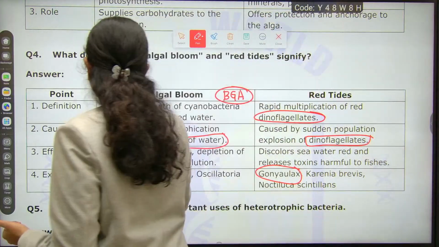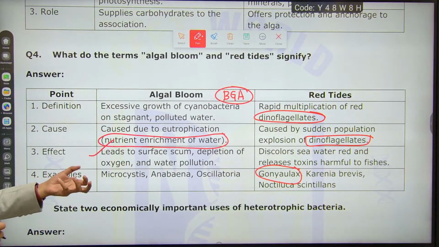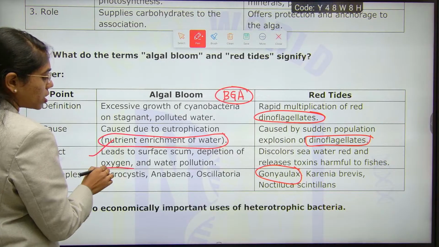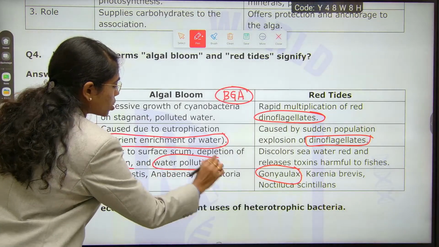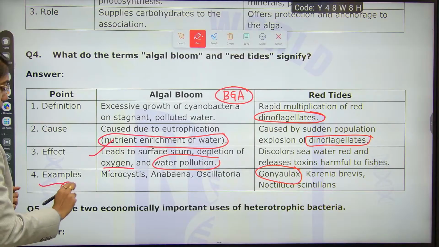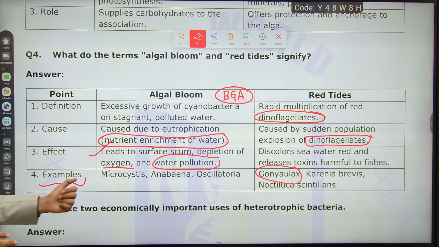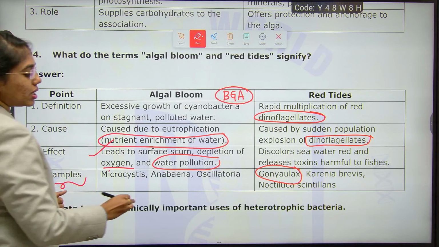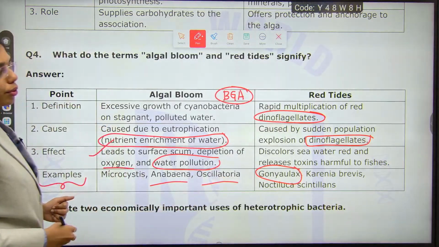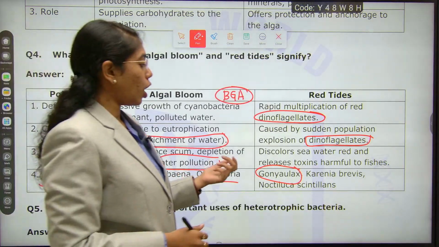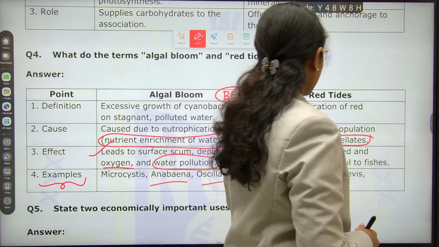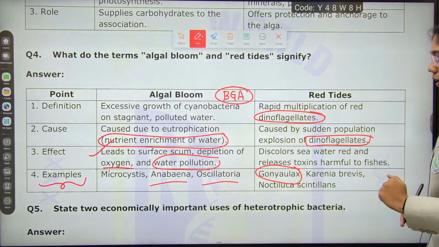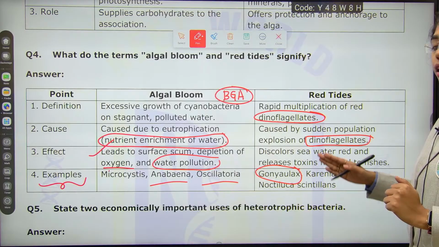The effect: this leads to surface scum, depletion of oxygen and water pollution as well. Next, examples. Examples of algal blooms include Microcystis, Anabaena and Oscillatoria. Red tides are formed by Gonyaulax, Karenia brevis and Noctiluca. These are the examples of red tides.